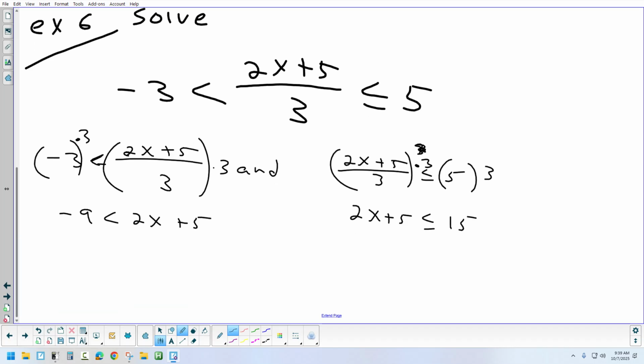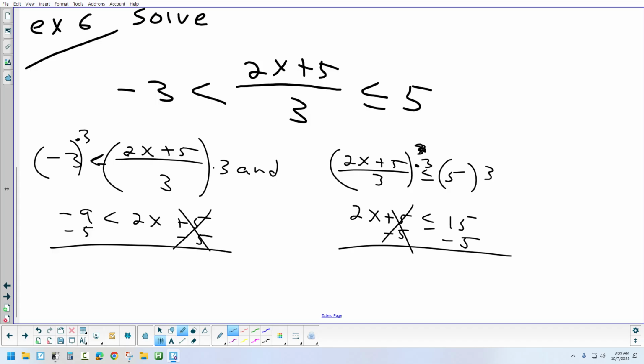Okay. And now what would be your next step on both? Subtract 5. Yep. So minus 5, minus 5. That's gone. Minus 5, minus 5, and that's gone. Negative 9 minus 5 gives you negative 14. And 15 minus 5 gives you 10. And last step on both.